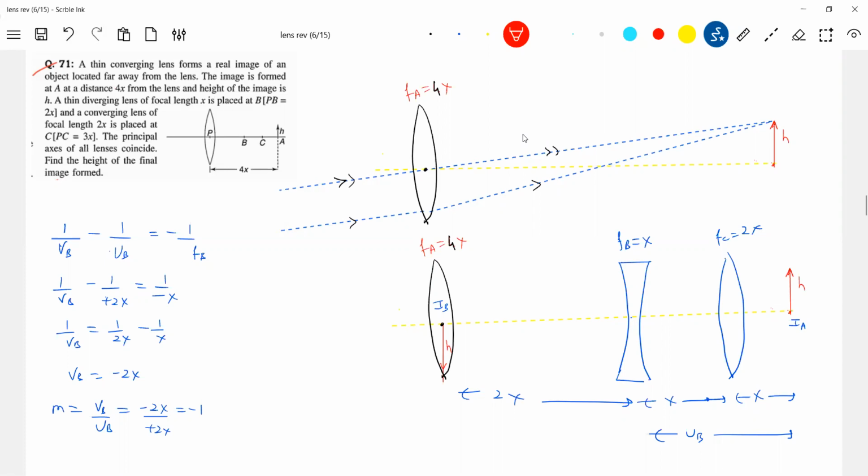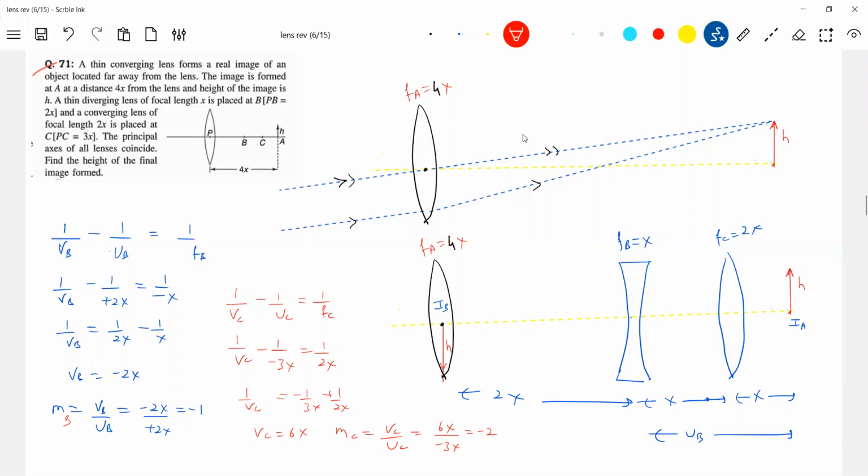Now this will become the object for the other lens. 1 by... this will be the rays. Minus 3x, plus 2x. VC equal to 6x. So magnification, you write it. MC equal to VC by UC, 6x by minus 2.